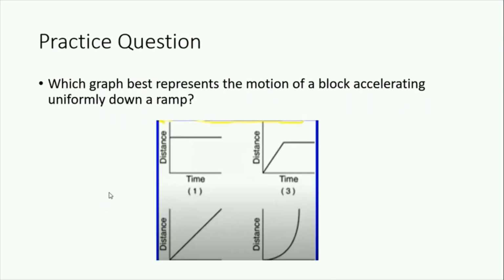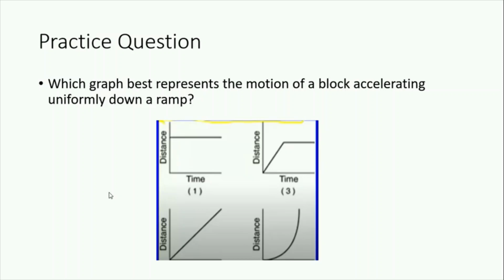All right, practice question. I want you to take a minute with this, just look through it. Which graph represents the motion of a block accelerating uniformly down a ramp? So I want you to pause, look at these 4 graphs, and decide which graph, 1, 2, 3, or 4. So 1's on top, 2, 3's on top, and then 4. Which graph do you think best represents a block accelerating down the ramp? So pause, and we'll come back and talk about it.